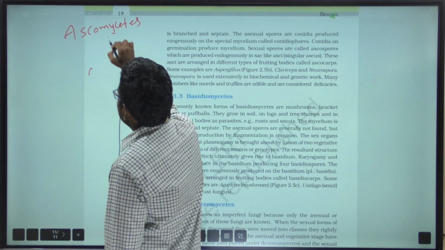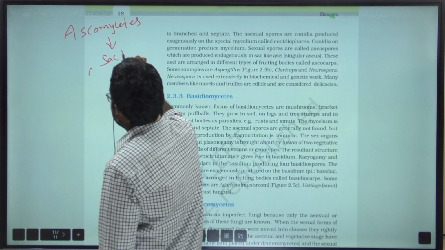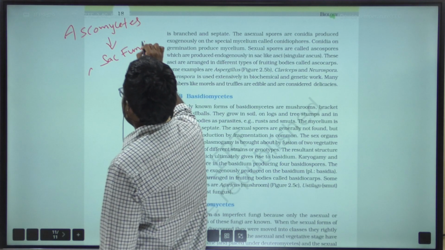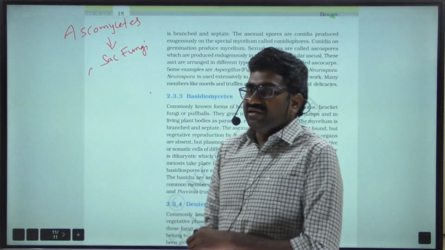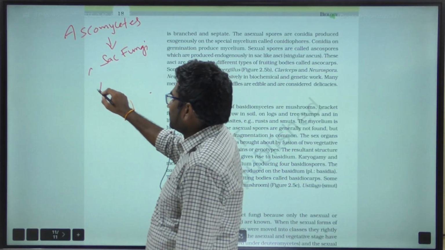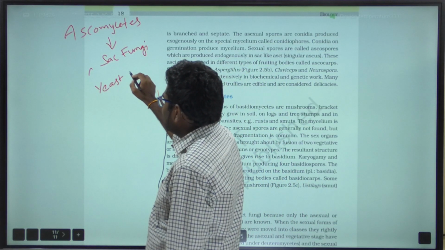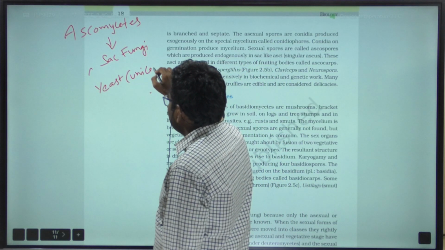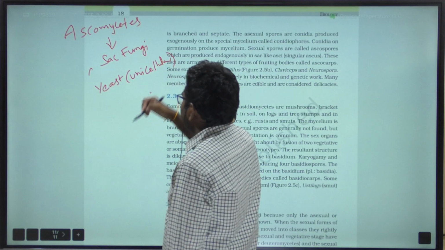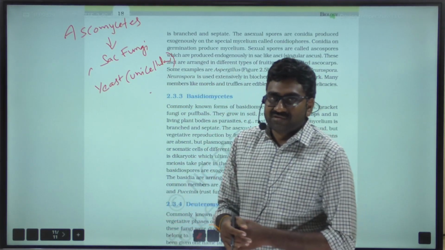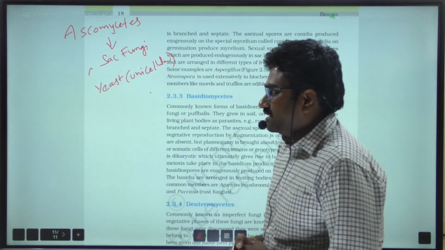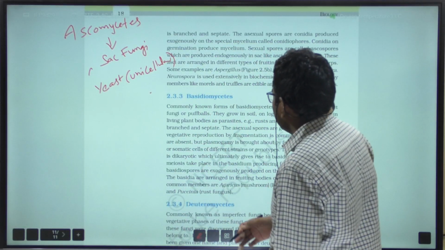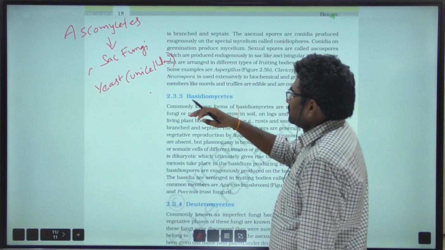Ascomycetes. The common name for Ascomycetes is sac fungi. Except yeast, the remaining are all multicellular. Yeast comes under the Ascomycetes, which is unicellular. Other examples of Ascomycetes: Claviceps, Neurospora, Penicillium, Aspergillus.